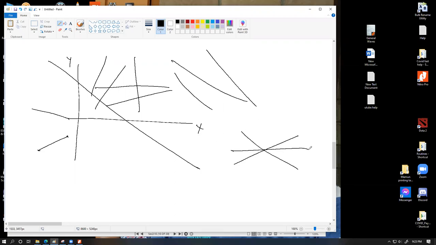Flat lines, zero gradient. Vertical lines, infinite gradient. These are the four basic shapes that you have to be able to recognize. So upward right, positive gradient. Downward right or upward left, negative gradient. Vertical line, undefined or infinite gradient. Horizontal line, zero gradient. So these are the four straight lines.